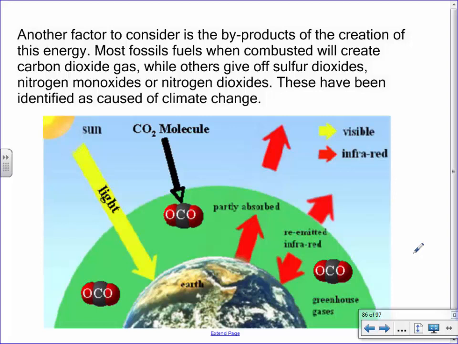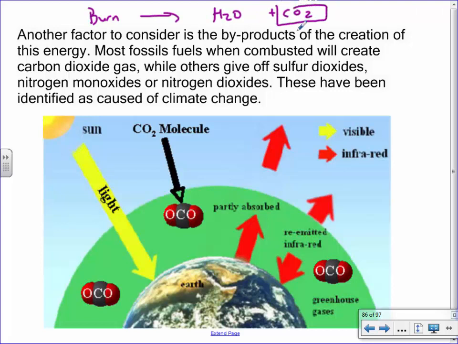Why do fossil fuels matter then? Why is that such a big thing in the news? You guys ever heard of the whole carbon tax thing? Because that's really big nowadays, carbon tax. The reason why is that when we burn something and we combust it, it always makes two things. It makes water and it makes carbon dioxide.